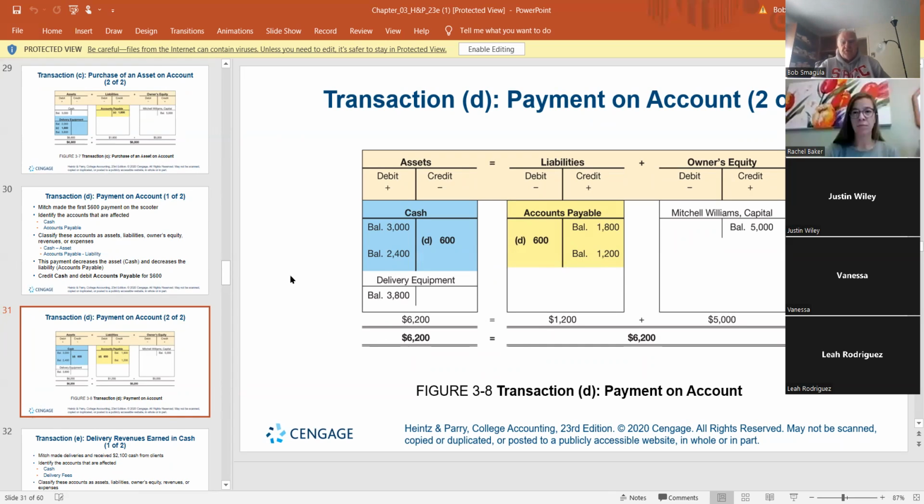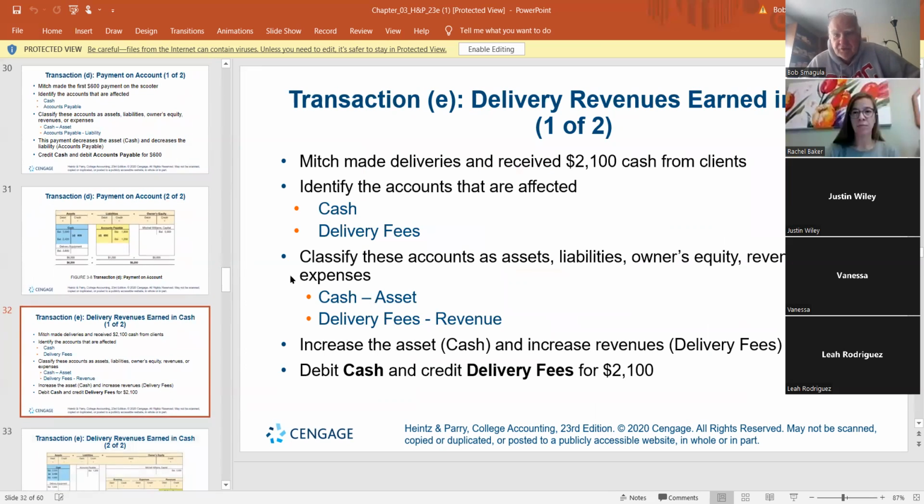I don't think I mentioned this too clearly. Every accounting transaction requires at least one debit and one credit. You can have one debit and a ton of credits, or you can have 100 debits and one credit, but you have to have at least one debit and one credit. That's why it's called double entry accounting.